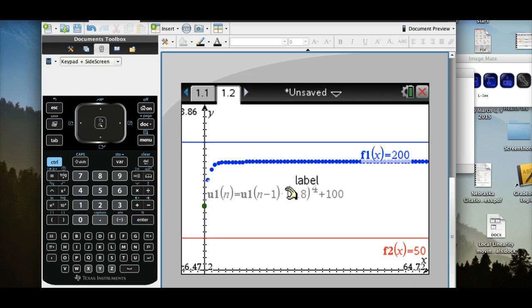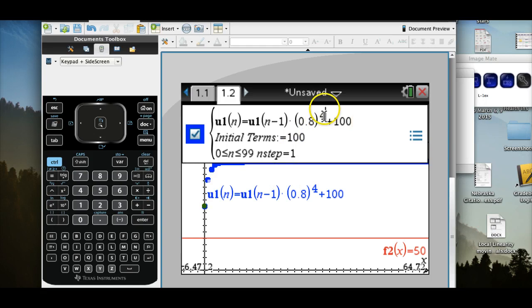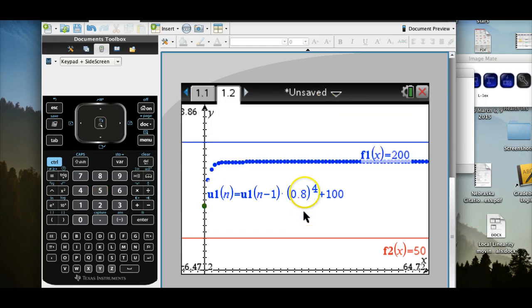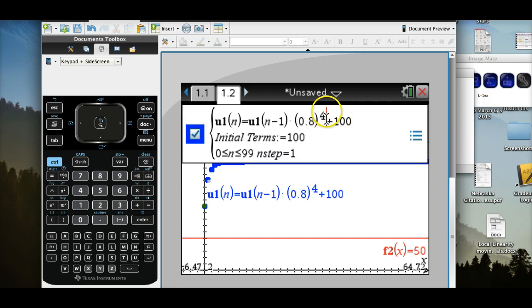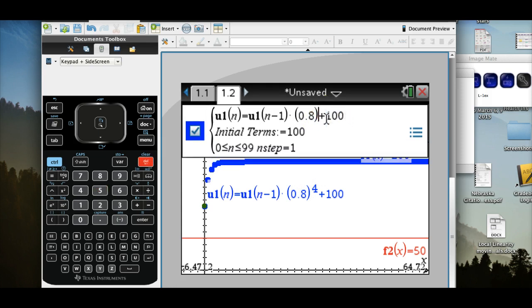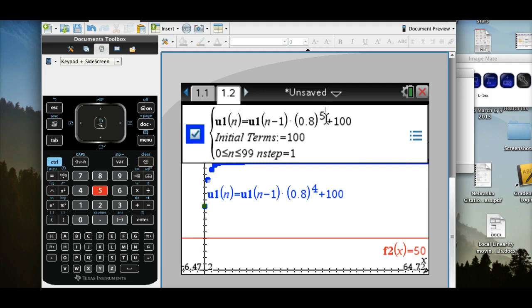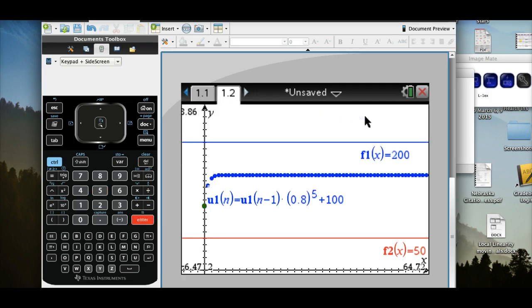And let's even try this. What if I try the 5th power? Didn't change. I've got to change this to the 5th power. And push enter. Well, I'm still in the limits. In fact, you could figure out where you'd be so that the drug amount is still okay in your body.